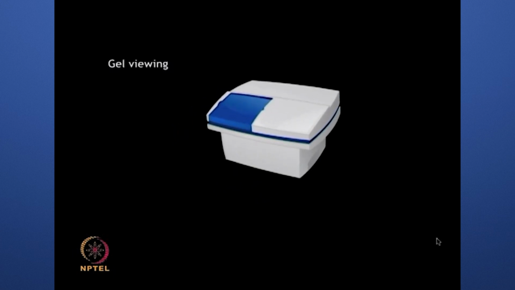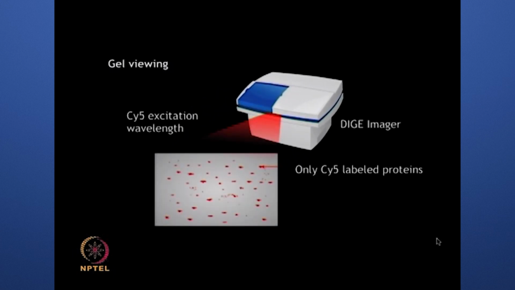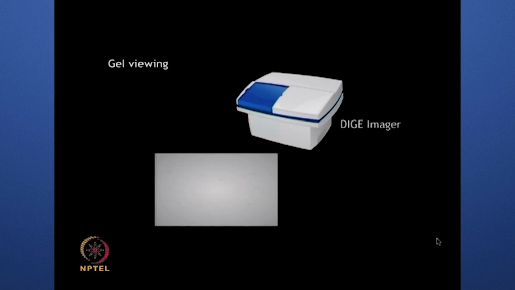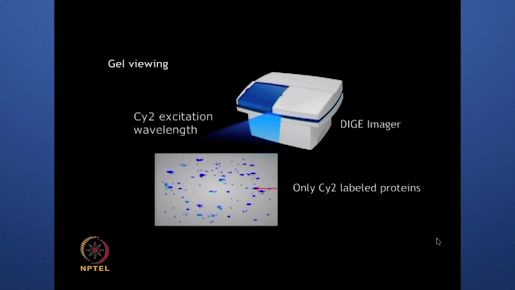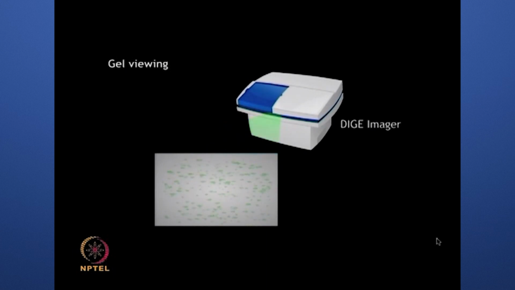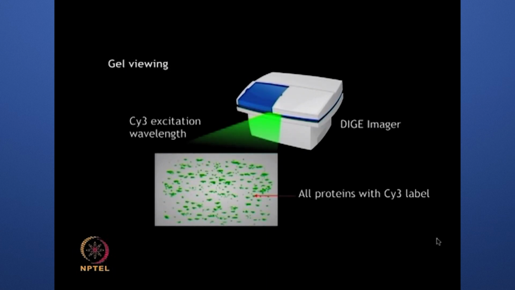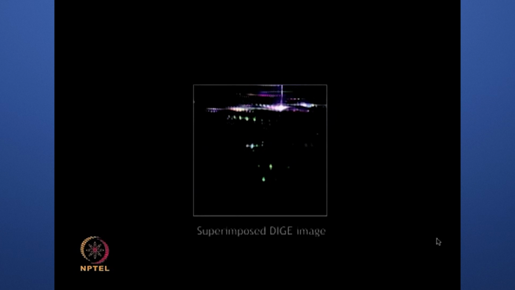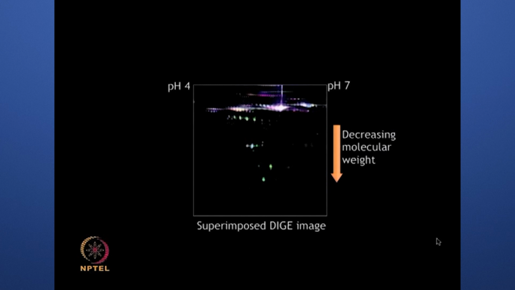The gels containing all the protein samples can be viewed by illuminating them alternately with excitation wavelengths corresponding to Cy2, Cy3 and Cy5 dyes. Now, the superimposed 2D DIGE image can be viewed. Information for the molecular weight and isoelectric point can be obtained from the gel.